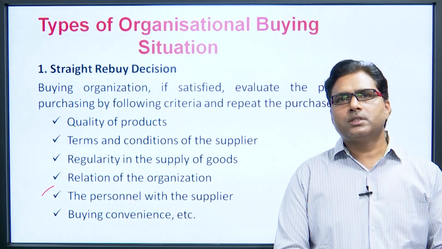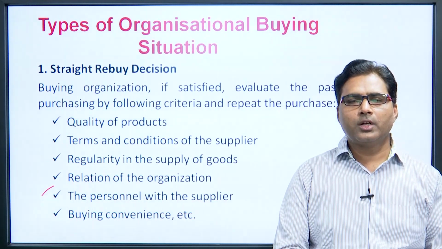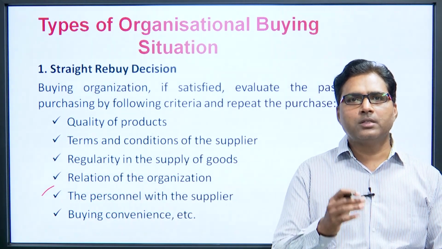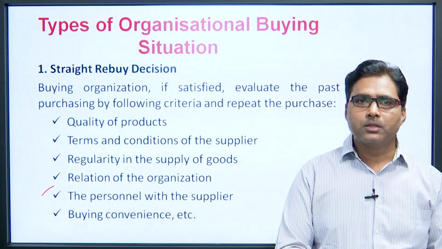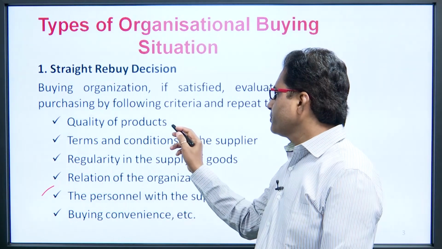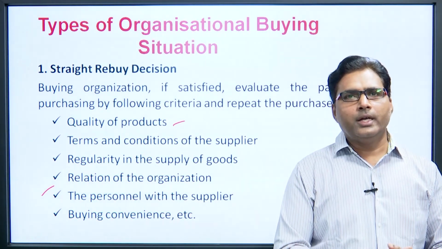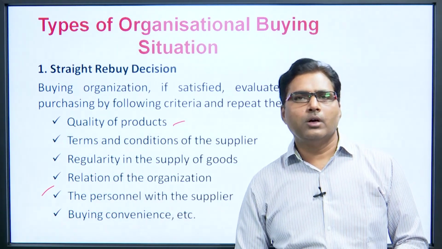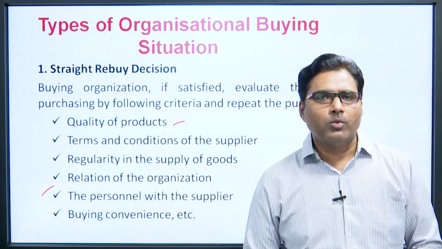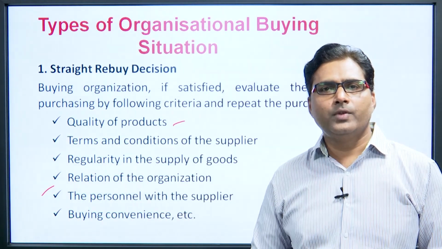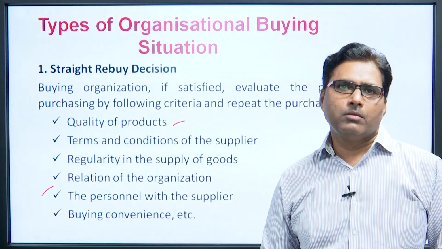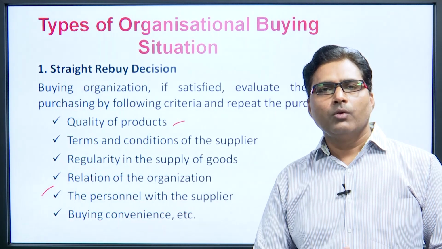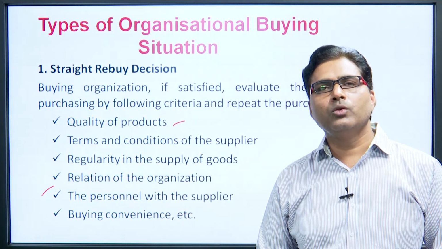Purchasing of these kinds of goods, means making the straight rebuy decisions, are directly influenced by certain criteria or certain parameters. The first is the quality of products. Quality of product is the criterion for which the customers or the buyers go on the priority basis. If they are satisfied with the quality, then it will act as a boost for making certain decisions which can go for the longer run.